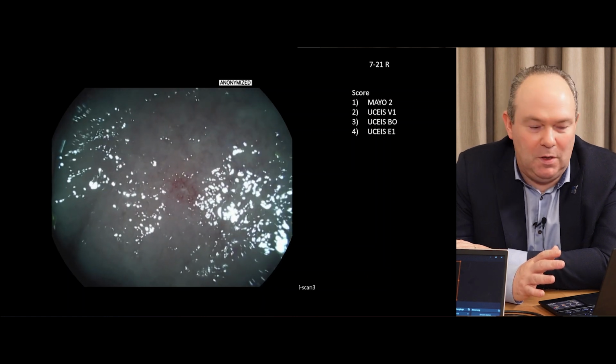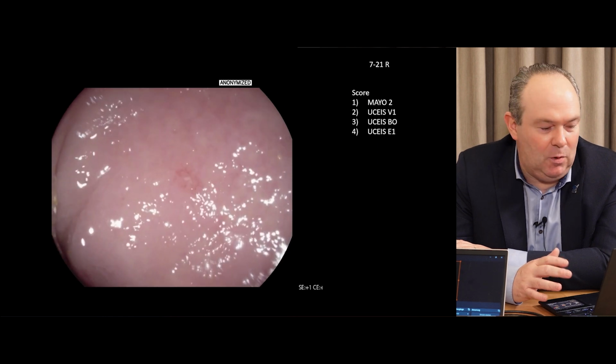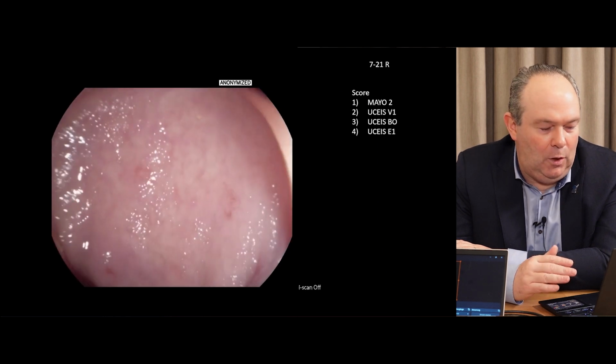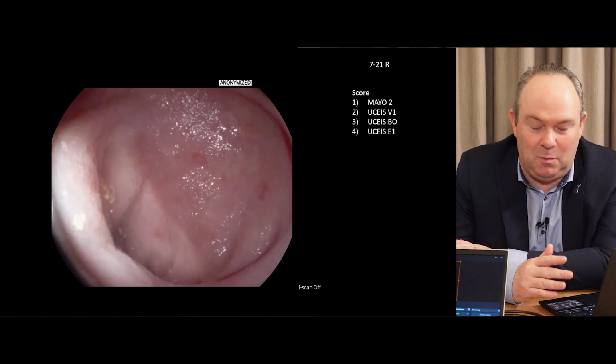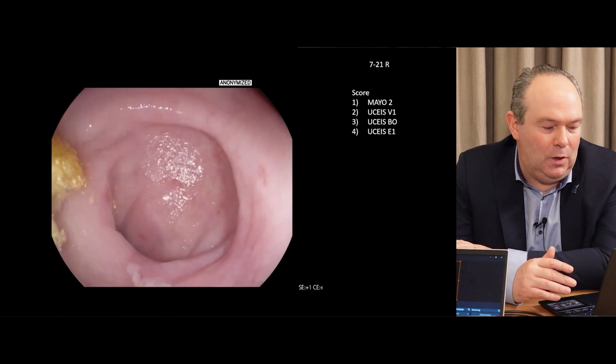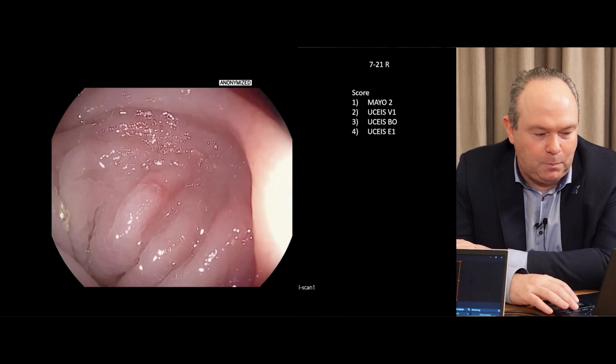So for the vascular score, it's only 1. There is no bleeding, so there's a 0. And when you look at the grading of the erosions, that could go from 1 to 3, it's only 1. So this is Mayo 2, but the UCS is only 2. Right, so therefore this score is a little bit more granular.